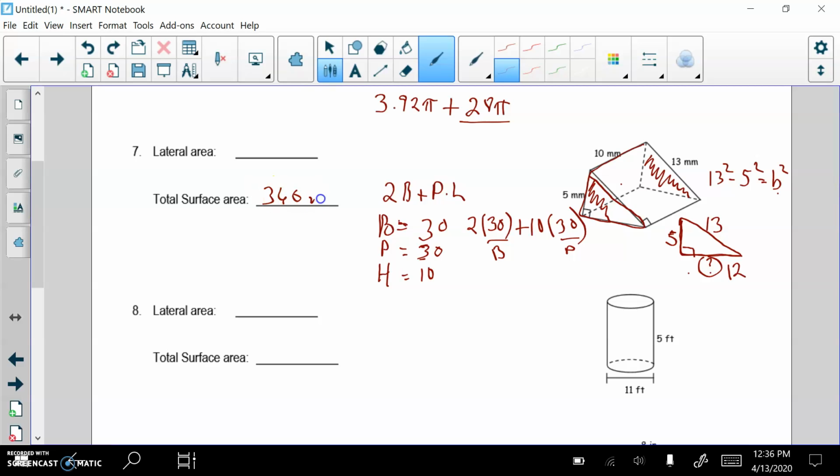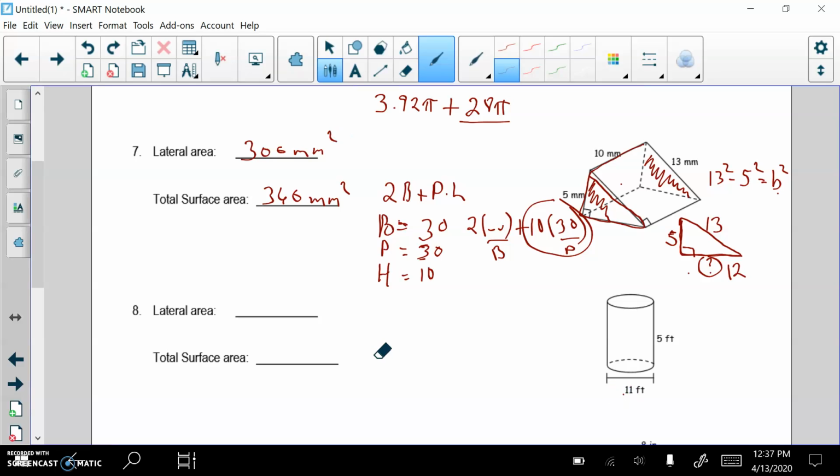That is millimeters squared. And the lateral surface area is just this part, which is simply 10 times 30, which is 300 millimeters squared. Okay, cylinder, easy one.